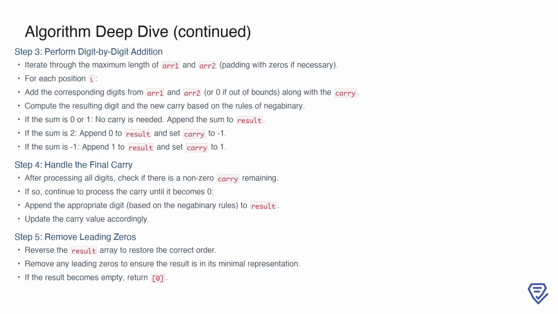Once all the digits have been processed, we check if there is any remaining non-zero carry. If so, we continue processing the carry by appending the appropriate digits to result and updating the carry value until it becomes 0. This ensures that the final result accounts for all the values correctly.